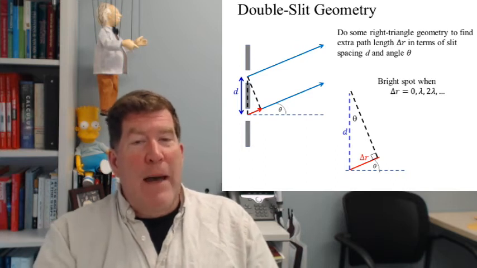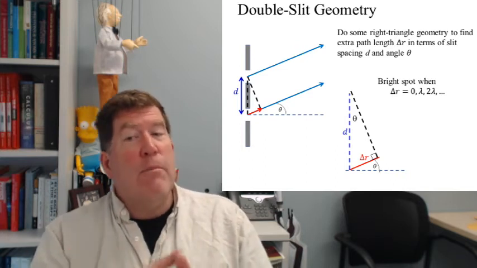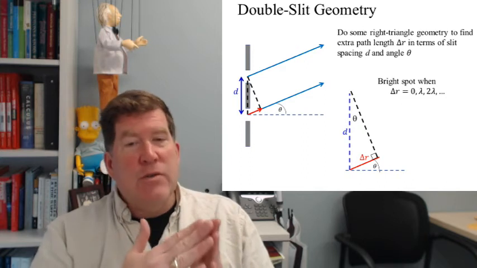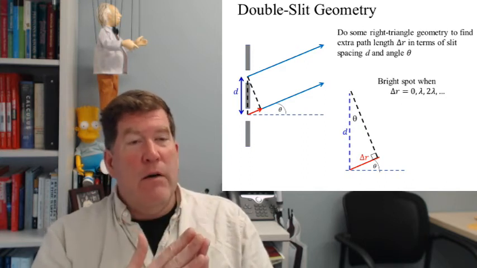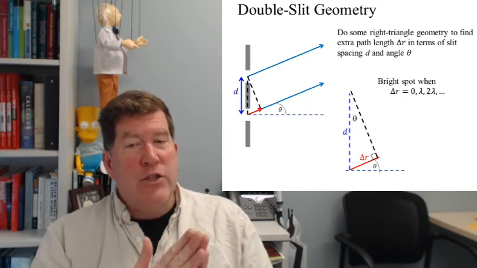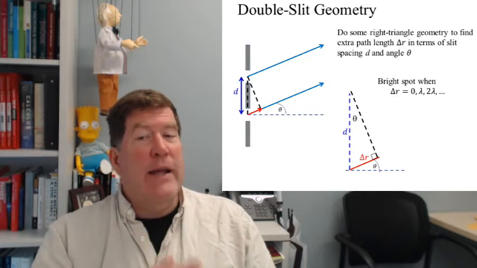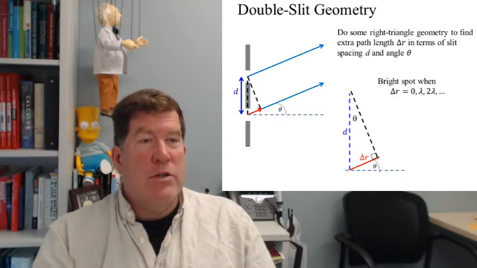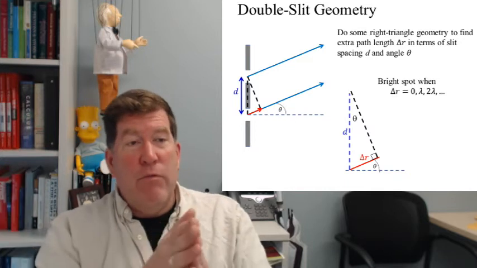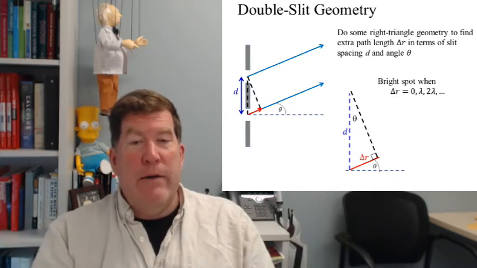We see a pattern of bright and dark spots, and you get a bright spot whenever that extra distance that the right-hand wave has traveled is equal to an integer multiple of the wavelength. So you get this pattern of repeating bright and dark spots as you go out. So what you should see is a pattern with lots of bright and dark spots, and the spacing between them is going to depend on the wavelength.